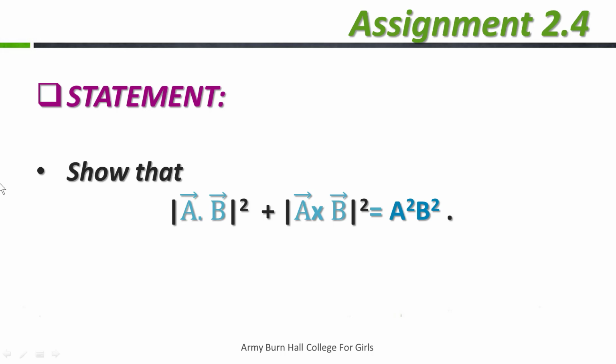So what we have to prove is that the magnitude of A dot B square plus the magnitude of A cross B square is equal to A square B square. We will simply find the magnitude of A dot B and take its square, then find the magnitude of A cross B and take its square, then add the two values. Let's see how we are going to do that.